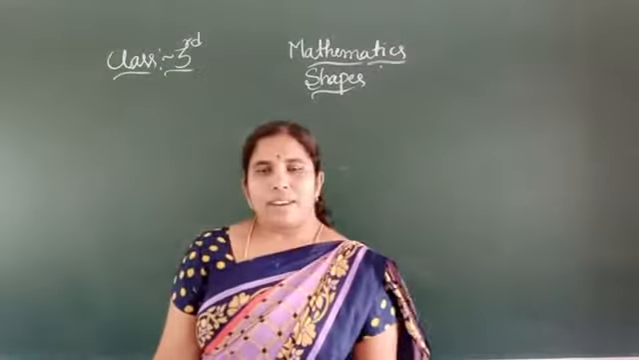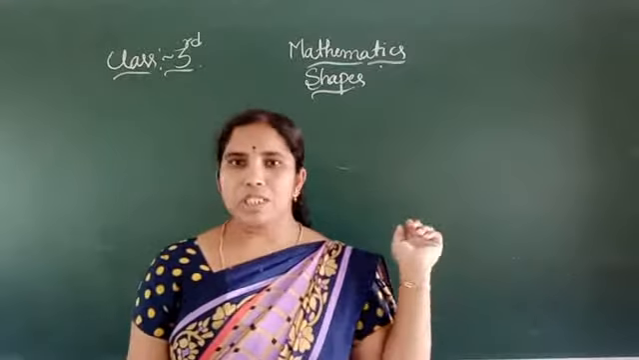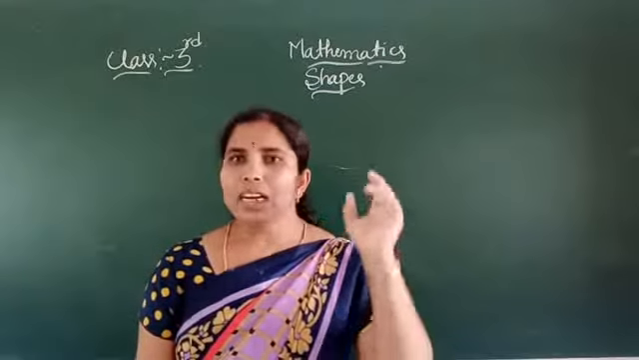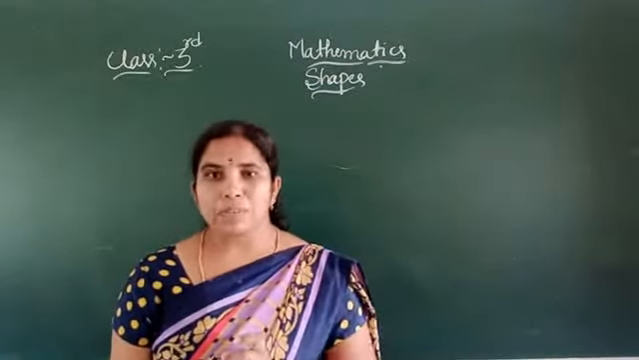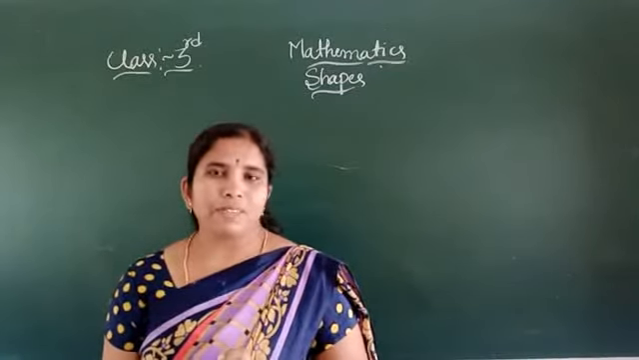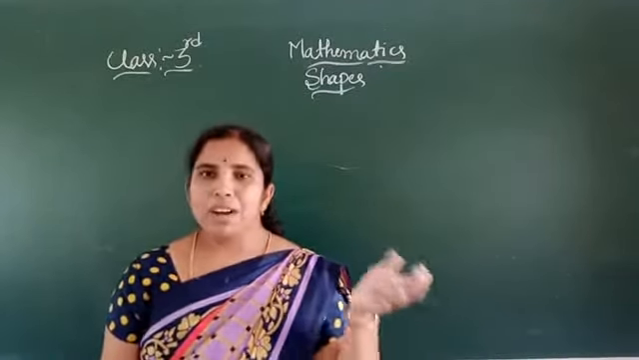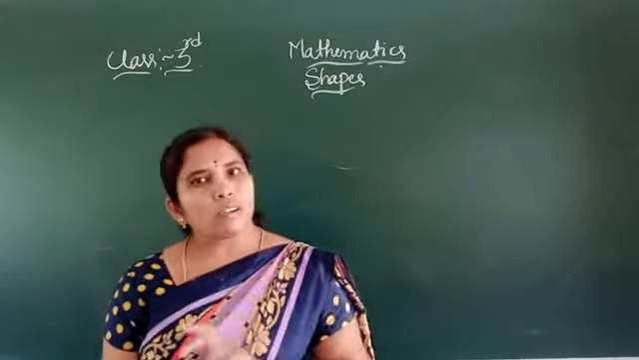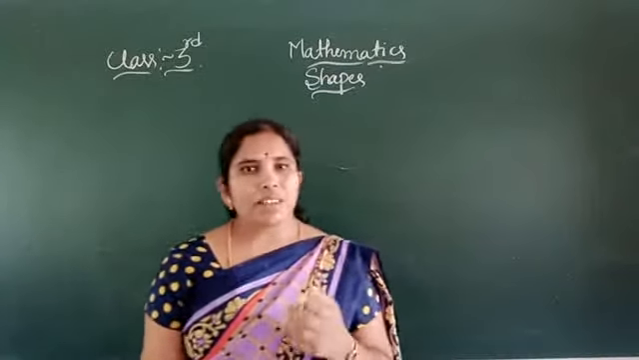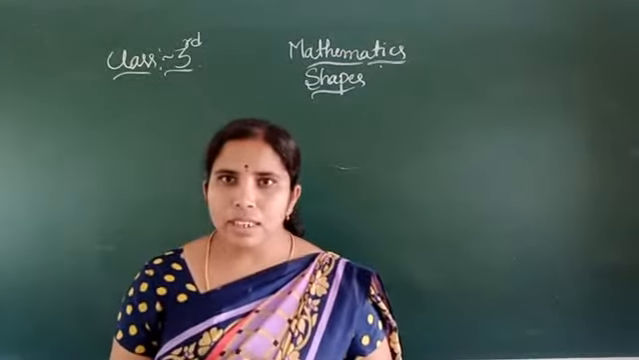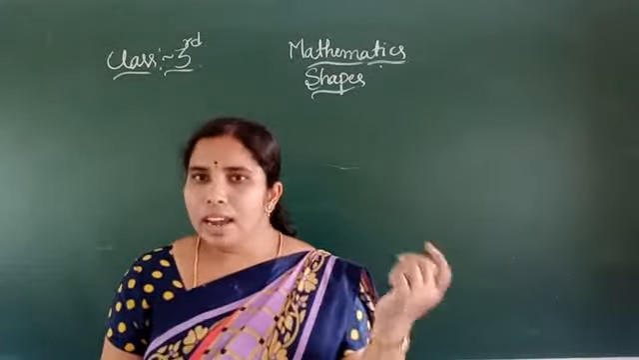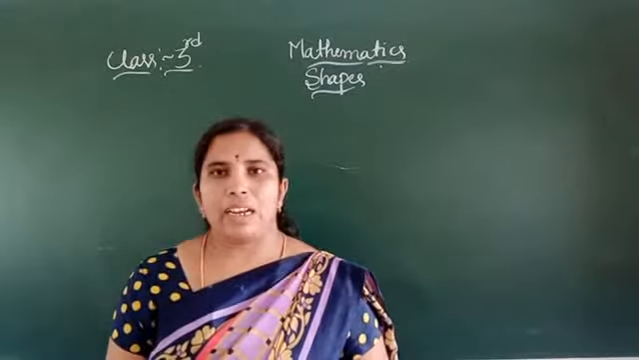In that lesson I already explained the different shapes, meaning three-dimensional shapes. We call them solid shapes. We have seen so many things in our day-to-day life in the shape of a cube, cuboid, cylinder, cone and sphere. These are all what I explained in the previous class. Do you understand, students? Yes.